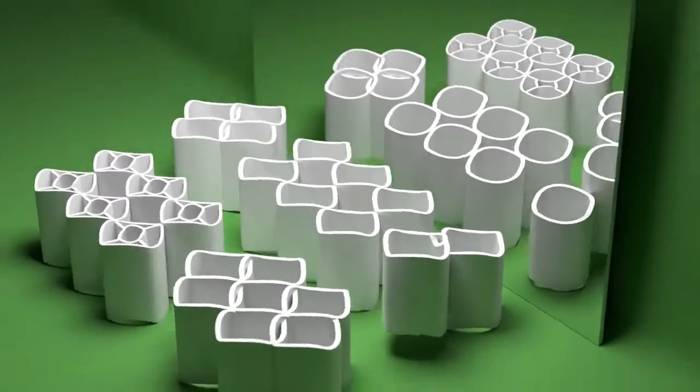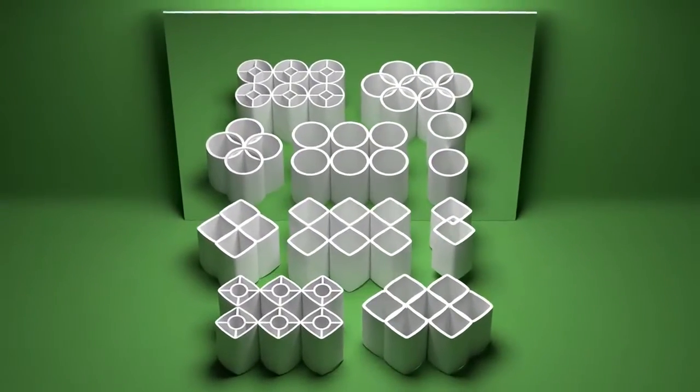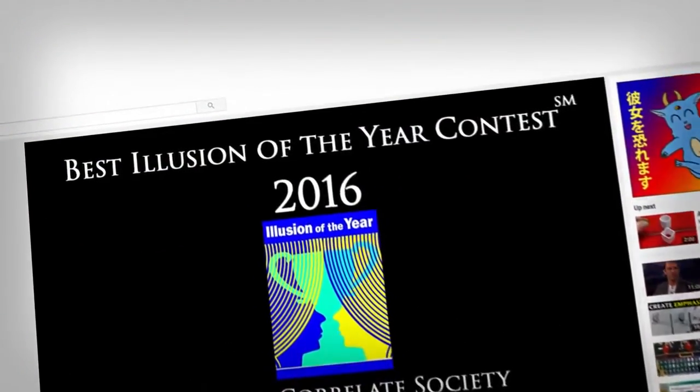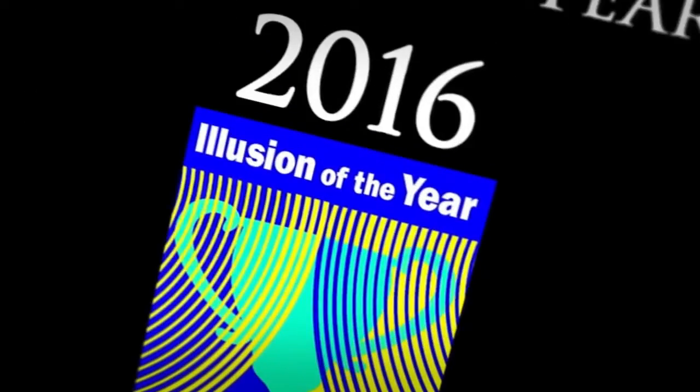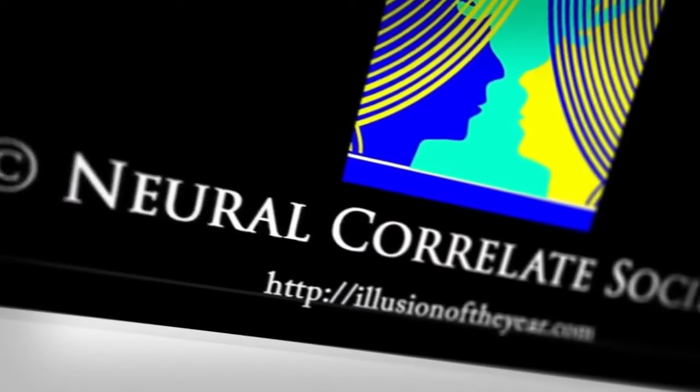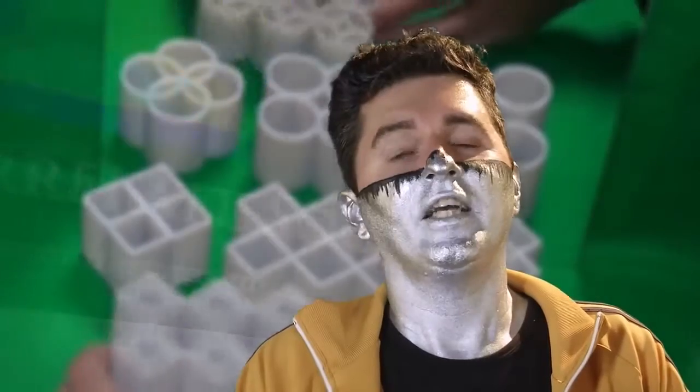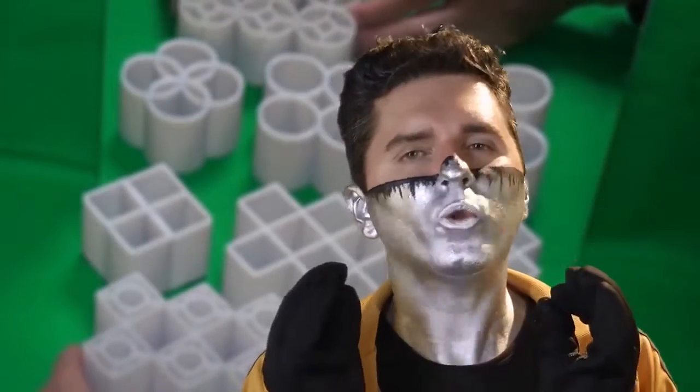Together, they make up a masterful illusion worthy of the 2016 Best Illusion of the Year prize. Or is it Illusion of the Year? Correlate your neurons, Neural Correlate Society. Isn't it nice to understand something so thoroughly that you're sick of it and never want to see it again?